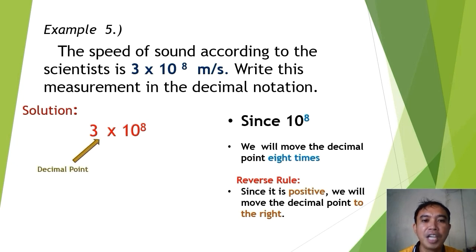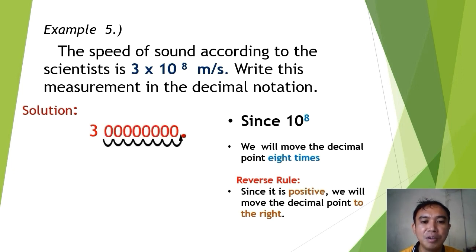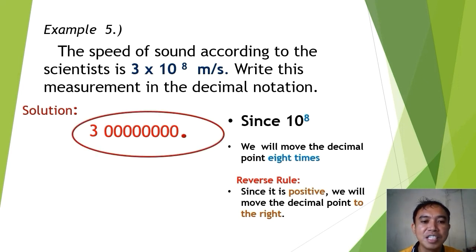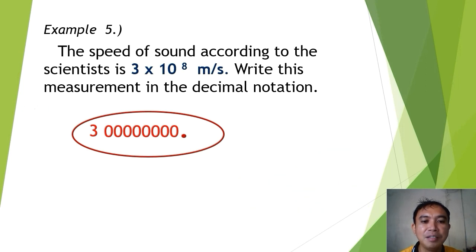So first, you locate the decimal point to the right of the whole number, and then we move the decimal point 8 times. 1, 2, 3, 4, 5, 6, 7, 8. So we transfer our decimal point there. Now for every decimal place, you write zeros. Presto! You now have your number back into its original form or in the decimal notation. So your final answer would be 300 million meters per second.